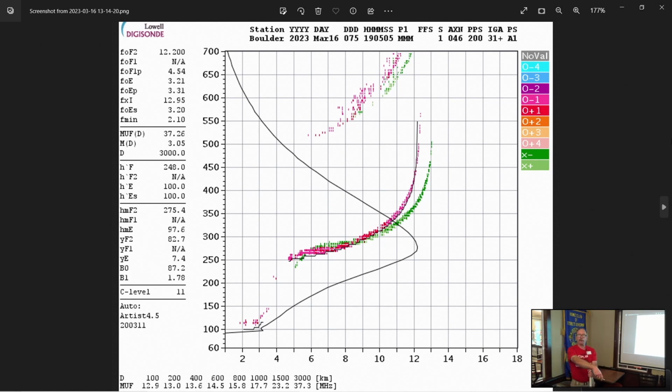Any questions so far on any of that? Roger. Your vertical is kilometers? Yeah, everything here is metric, kilometers and megahertz, so yep.